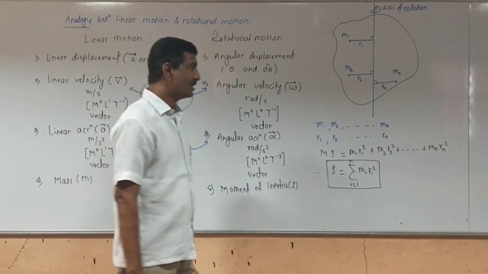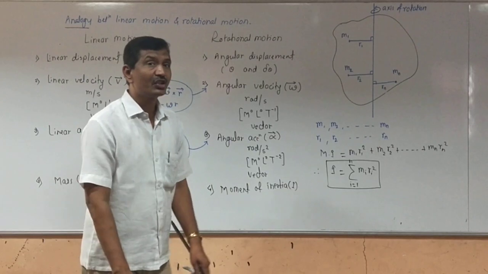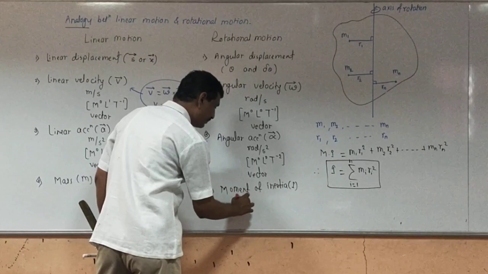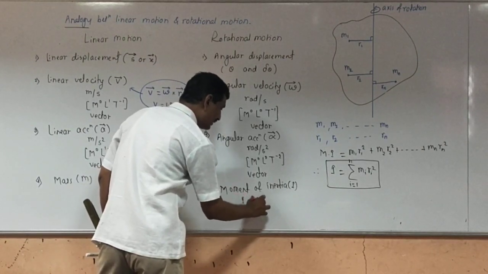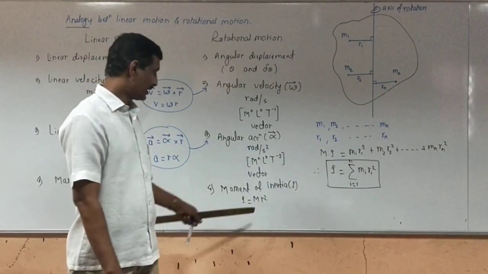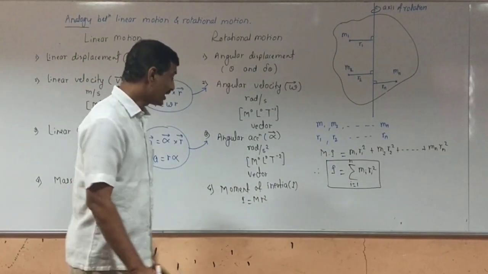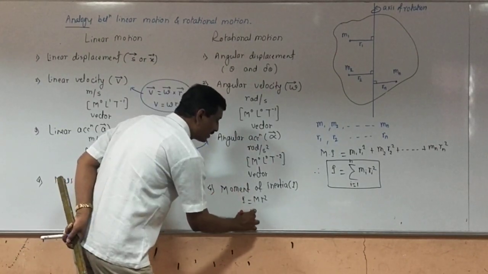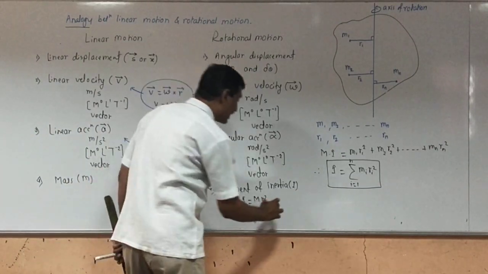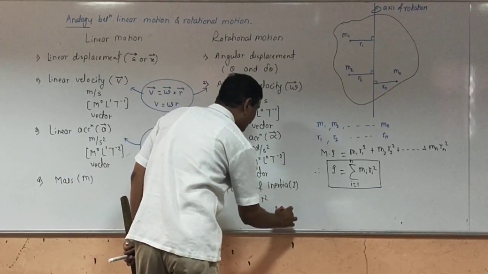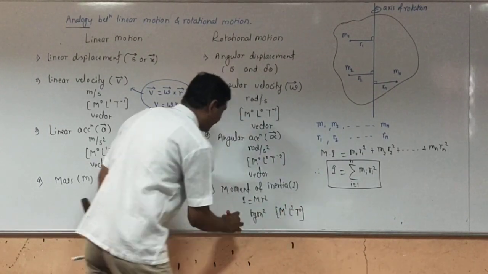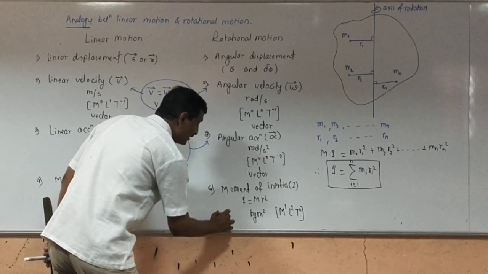From this, what is the SI unit of moment of inertia and what is its dimension? Here, we simply take moment of inertia as m r square, the product of the mass and the square of the distance of the particle from the axis of rotation. Therefore, the SI unit of moment of inertia is kg meter square, and its dimension is 1 in mass, 2 in length, and 0 in time. And this moment of inertia is a tensor.